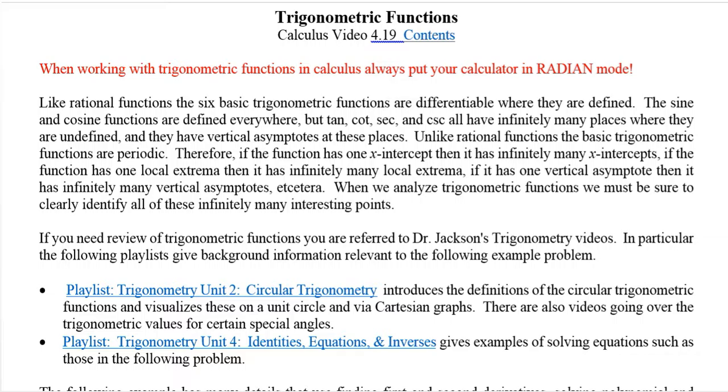So, for example, if a function has one x-intercept and it's a trigonometric function, then guess what? It's going to have infinitely many x-intercepts. If it has one maximum, it's going to have infinitely many maxima. If it has one vertical asymptote, then it has infinitely many vertical asymptotes, etc. And so, one of the most important things to do when you're analyzing trigonometric graphs and trigonometric functions is that you take account of this periodic nature. So you're not going to be able to find, say, just 1 or 2 or 3 x-intercepts, but these infinite classes of x-intercepts.